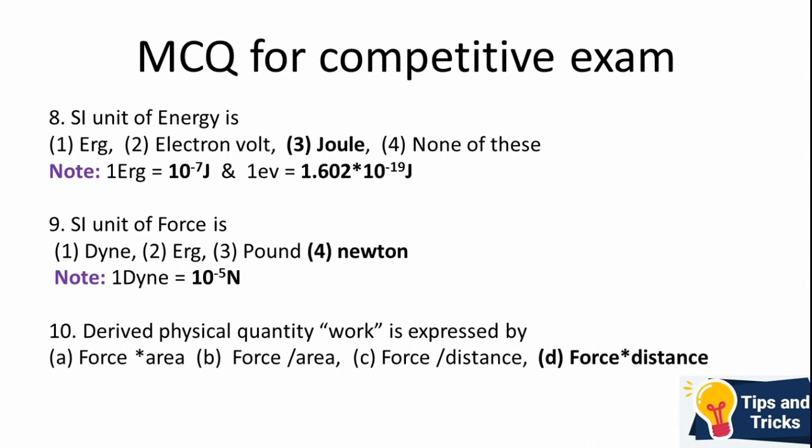Now question number 10, which is very simple but slightly confusing. So the question is, the derived physical quantity work is expressed by option A force into area, option B force by area, option C force divided by distance, option D force into distance. So work is a derived physical quantity, so it is expressed by force multiplied by distance. So the correct option is option D.